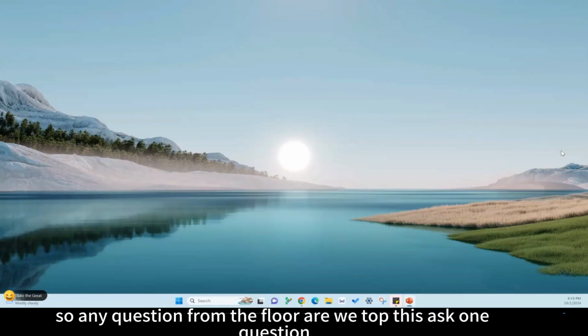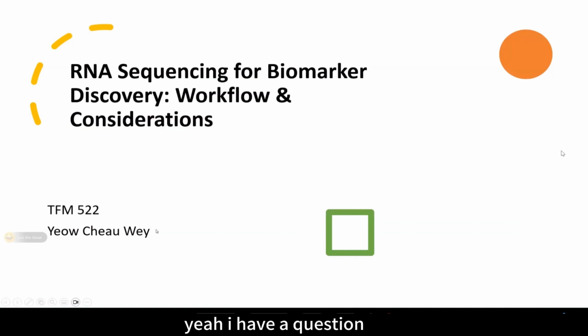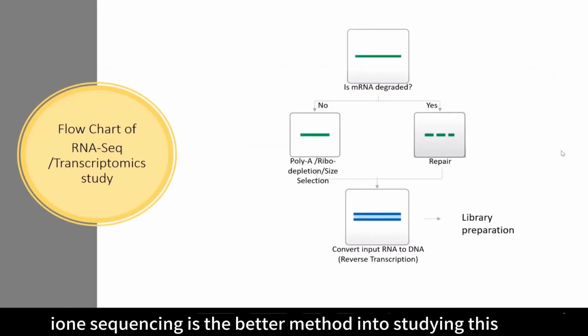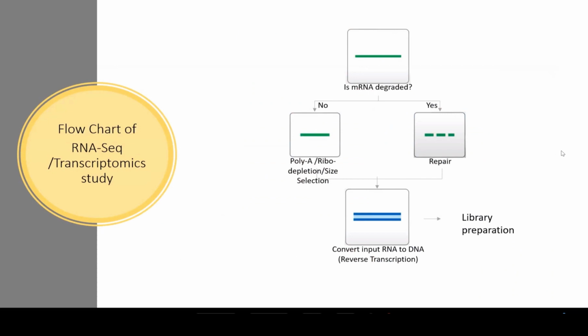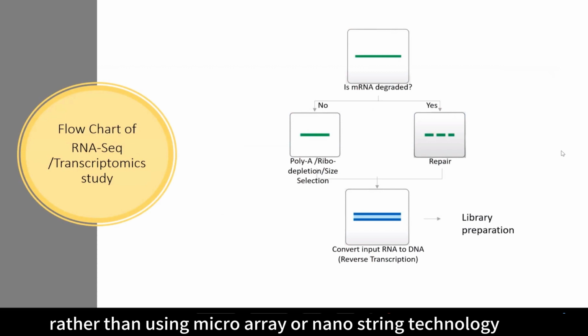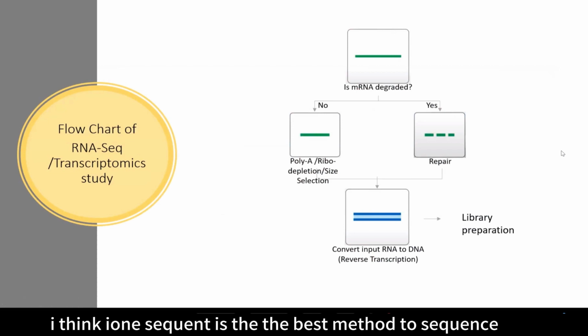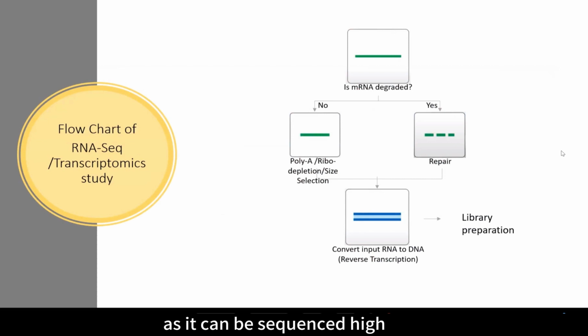So any question from the floor? Kavita, please ask one question. Yeah, I have a question. Do you think that RNA sequencing is a better method for studying this rather than using microarray or NanoString technology? If compared to NanoString technologies and microarray, I think RNA sequencing is the best method, as it can sequence long reads, high base pair, long base pair.